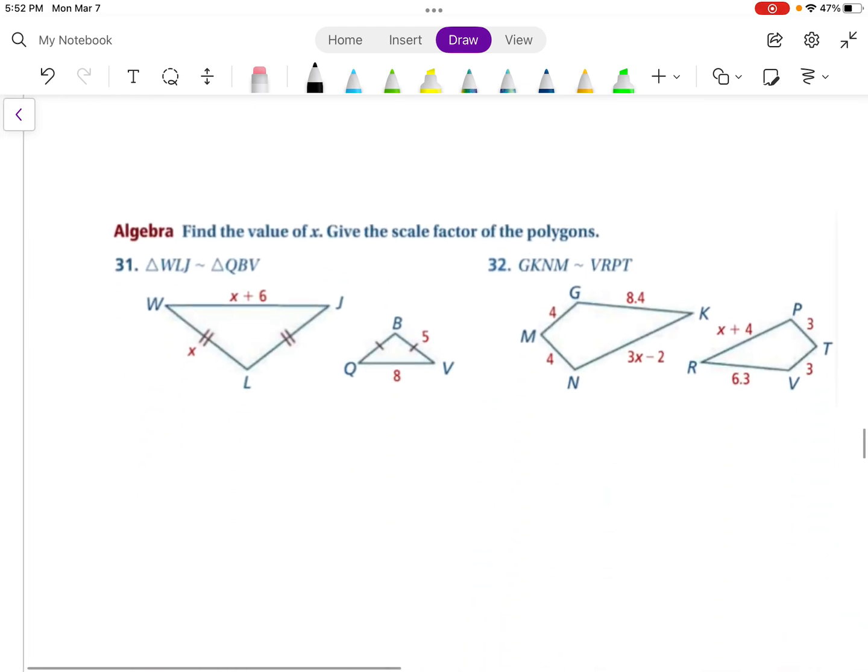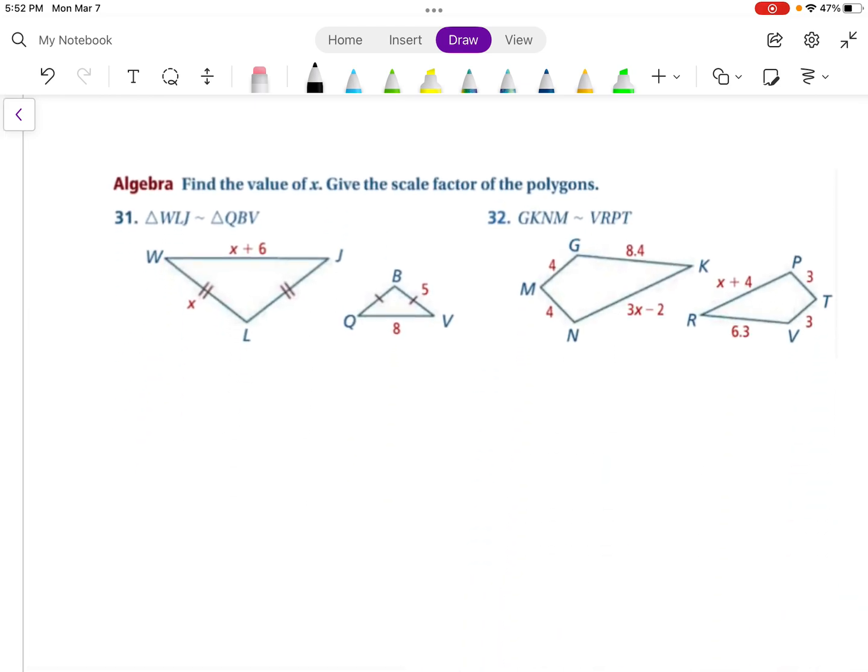Those are pretty simple. This is the one I want to do right here. It's just number 31. This one tells me that WJL is similar to QBV. Now these are kind of confusing because they're rotated, but if you look up at the similarity statement, if W comes first and Q comes first, they have to be the corresponding angles. So those two right there have to go together. And then L comes next, so it has to be L and B. And then J and V come last, so you can kind of tell which ones go together.